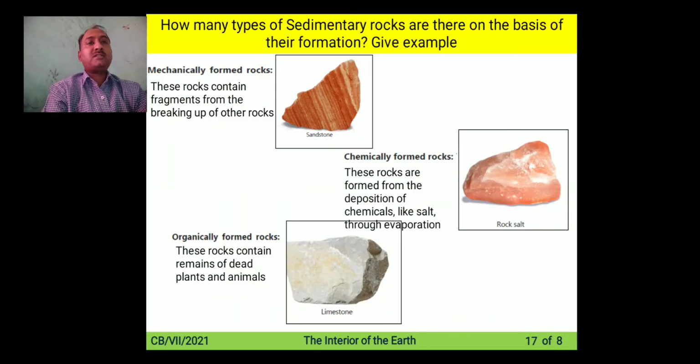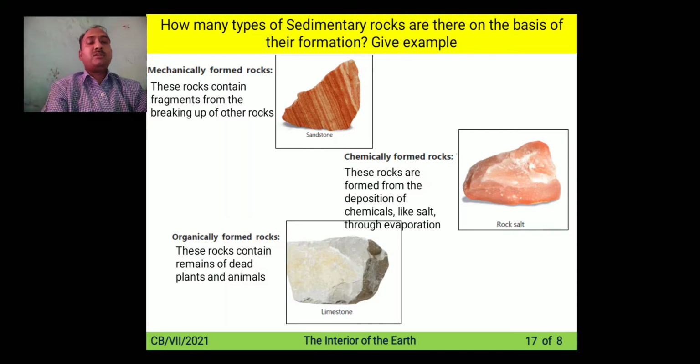So here there are some examples. These examples are mentioned here. We can understand how these sedimentary rocks are formed, and on the basis of their formation we can understand their examples. First one, mechanical process. You know very well that this particular kind of rock is also formed mechanically. So this particular kind of rock is also found there.